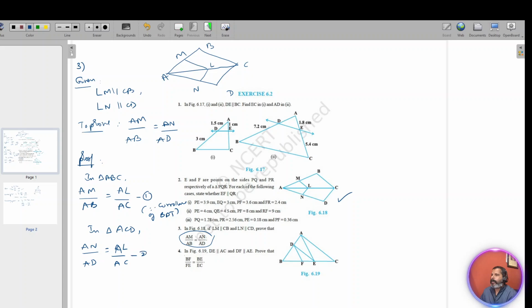AL by AC, this we call as same reason, corollary of BPT. See, how do we come to know whether we have to apply BPT or corollary or converse? Observe the required part. What they want, AM by AB. What is AM in the figure? If you observe, this is the AM, right? And what is AB? This is the AB. So, on the single line, you are applying the part and the full length of the original triangle. Then it is a corollary. Okay, which I explained and showed you.